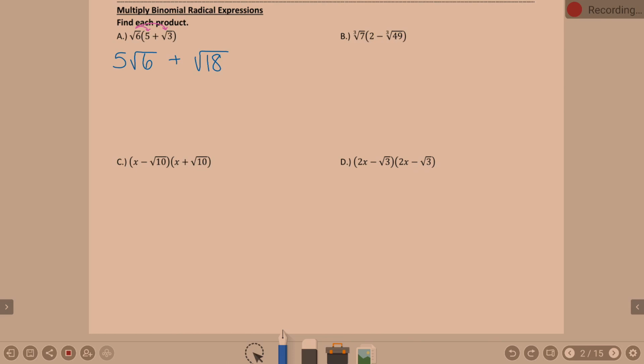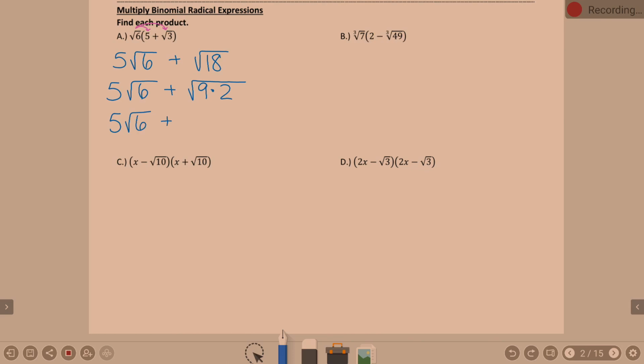So, 5 square root of 6, I'm just going to carry down. Square root of 18. You said 18 divides by what? 9. 9 times what is 18? 2. And we picked 9 because it's a perfect square. You may have been thinking 6 times 3, but 6 times 3 doesn't do anything for me. They're not perfect squares. So I'm just going to keep carrying down 5 square root of 6.